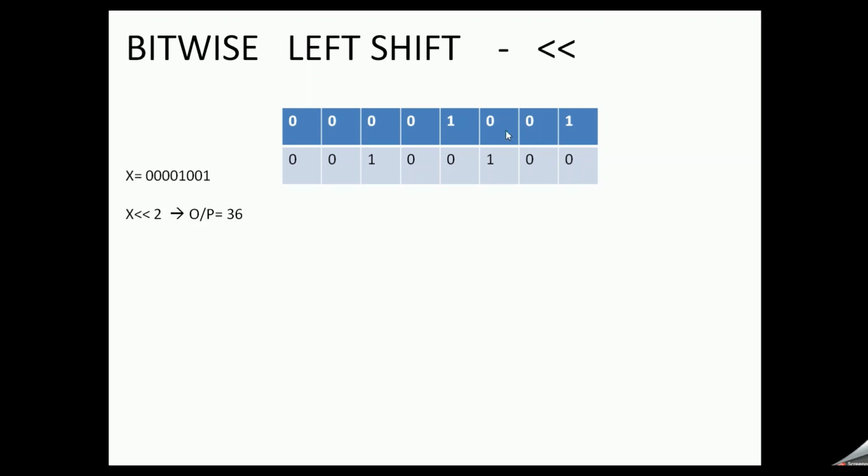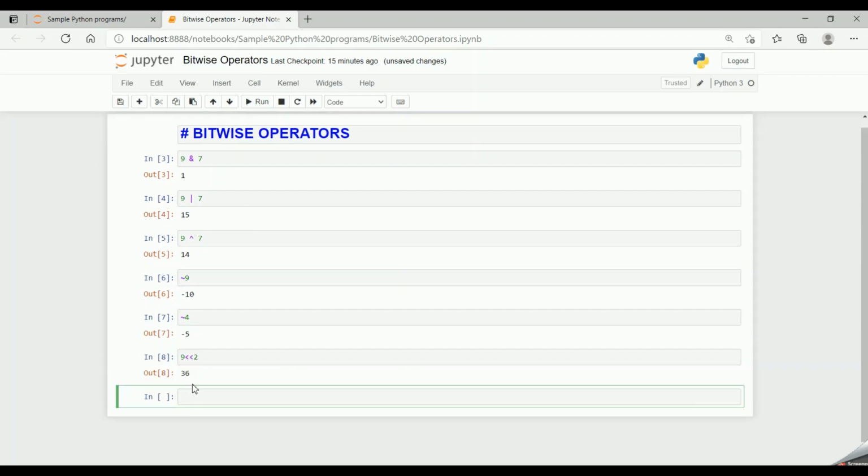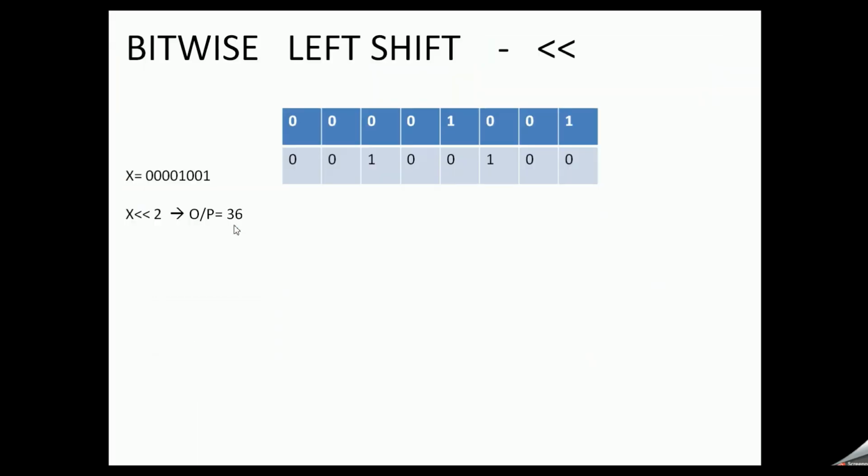So basically when we do a left shift, we shift the bits to the left. If we give 1, we shift the bits by 1 place. If we give 2, we shift it by 2 places. So now if I say 9 left shift 2, and then run the code, I get the value 36. So we have got the value 36.